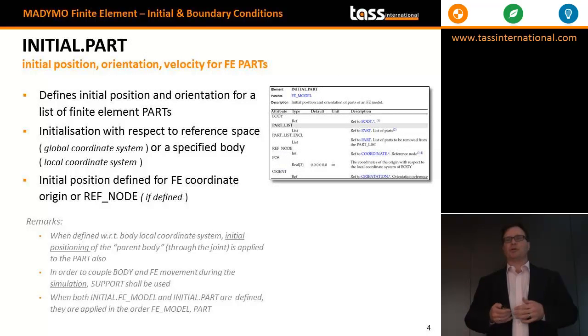The initial.part works in pretty much the same way, where position and orientation are defined, and again the positioning can be done with respect to the reference coordinate system or a body local coordinate system, and with respect to the origin of the model or a specific reference node. Note that when you combine the initial.FE model and initial.part, the order in which both are applied is first positioning of the entire FE model and then repositioning of the part.